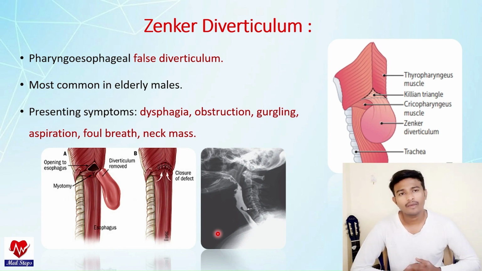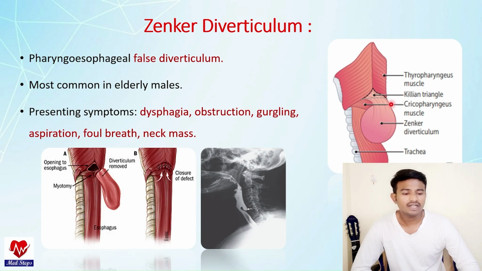This Zenker diverticulum most commonly affects elderly males. If you see this picture, here you can observe the thyropharyngeus muscle and the cricopharyngeus muscle. In the superior part, the thyropharyngeus has an oblique muscle layer, and in the cricopharyngeus muscle you will get a transverse layer. In the middle you will get the Killian triangle. This Killian triangle will be thin. Because of that, one pouch will form. That pouch we call Zenker diverticulum, right?